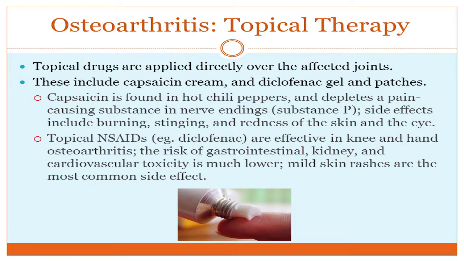Okay, so moving on to topical therapy. So topical drugs are applied to the skin directly over the affected joints. And these include things such as capsaicin cream, which is over the counter, and diclofenac gel and patches, which are prescription. So capsaicin is the active ingredient making hot chili peppers hot and spicy. It's thought to work by depleting a pain-causing substance in nerve endings called substance P.